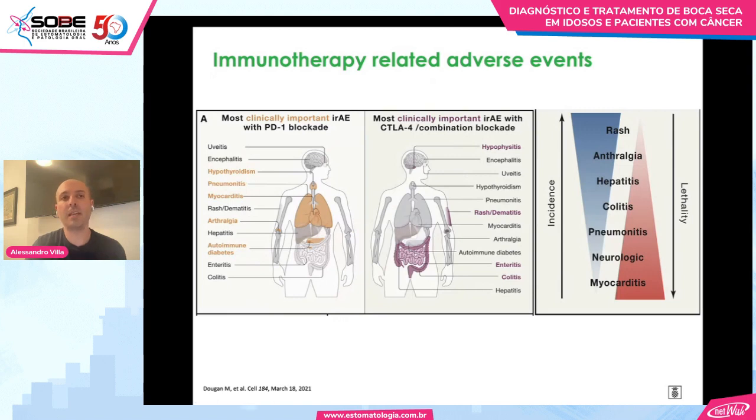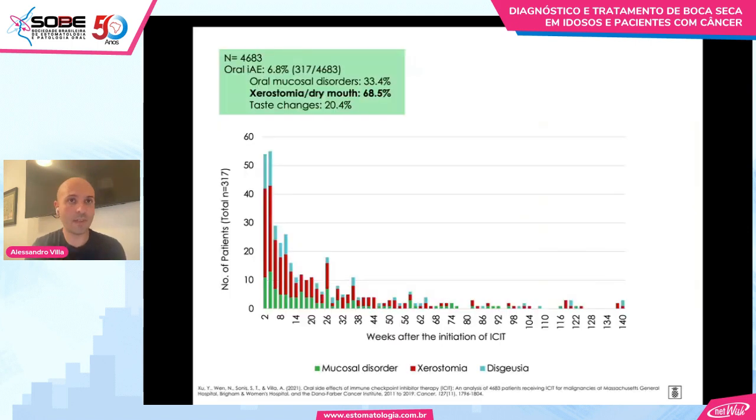Immunotherapy is associated with a variety of adverse events, including hypothyroidism, myocarditis, and pneumonitis. These are some of the most severe, to rash, dermatitis, and oral lesions. And when we consider oral complications from immune checkpoint inhibitors, dry mouth is one of them.